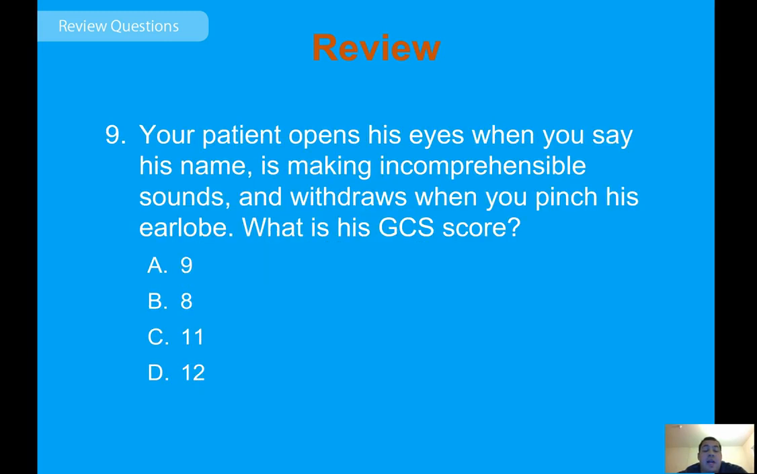Okay, your patient opens his eyes when you say his name. He's making incomprehensible sounds and withdraws when you pinch his earlobe. What is his GCS score? So remember, eye, verbal, and motor. How do you guys score that? So eye is going to be a total of 4, if it's a perfect score. Verbal is going to be 5. And motor is going to be 6, for a total of 15.